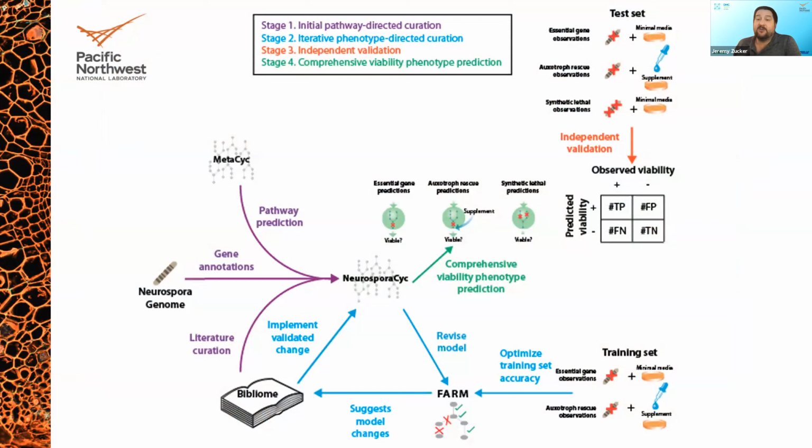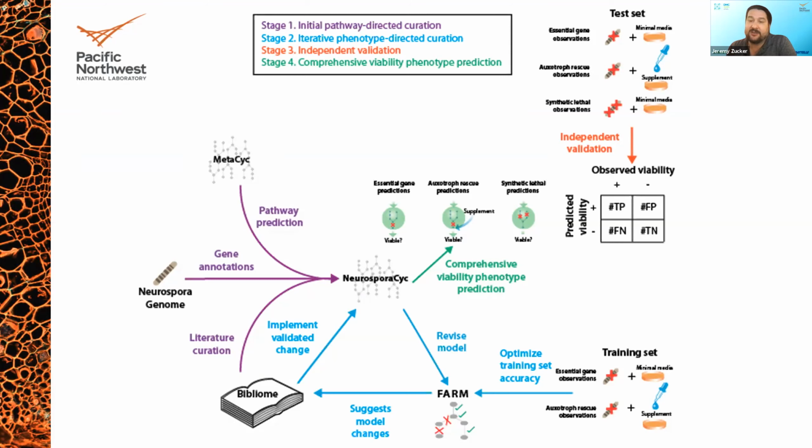The process that we use to reconstruct the metabolic network of Neurospora can be broken into 4 stages. In the first stage, indicated in purple, the genome sequence annotation was used to automatically infer enzyme complexes, transporters, and reactions. Reactions were used to predict metabolic pathways derived from BioCyc, and pathways were manually curated using experimental evidence from the Neurospora bibliome.